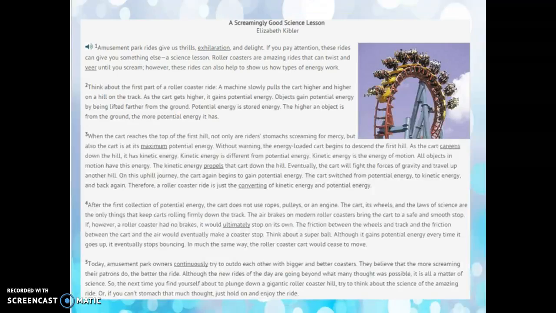Looking here, we might have a cause and effect passage. If you think about it, we're talking about roller coasters, what the relationship between roller coasters and science is. So exactly what the cause is of the machine slowly pulling the carts higher and what the effects can be. And they go into detail with these paragraphs here.